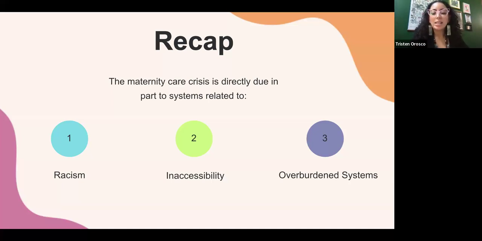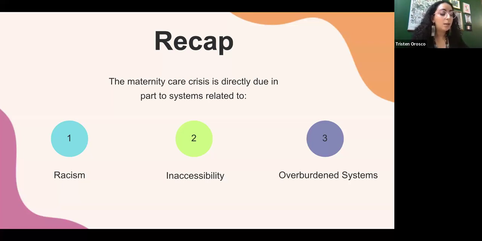When we're talking about inaccessibility, it's more than just accessibility to a care provider. It is transportation insecurity, food insecurity, economic and housing insecurity. Paid family leave is, quite frankly, an entirely different webinar. And we need to be able to address each of these things in order to address the maternal and infant crisis and the maternity care desert crisis that we're experiencing.